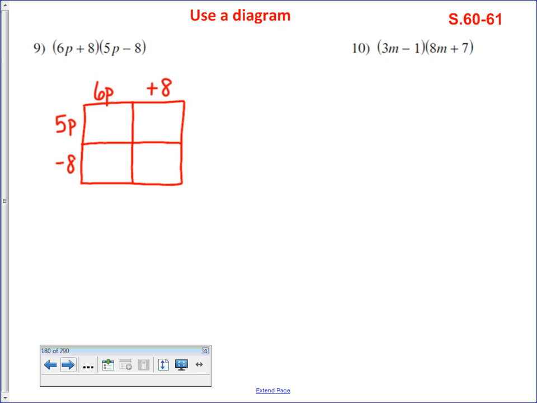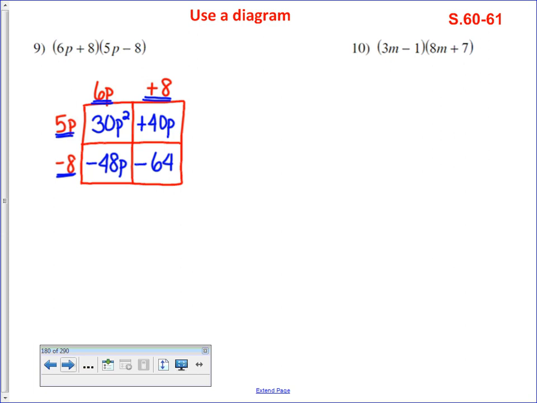So in the first box, 5p times 6p is 30p squared. Now I'm going to multiply the next box. 5p times a positive 8 is plus 40p. Please show me the sign. Now let's look down at the next box. Negative 8 times 6p is negative 48p. And negative 8 times a positive 8 is a negative 64. So when I multiply a binomial with another binomial, I end up with 4 terms.